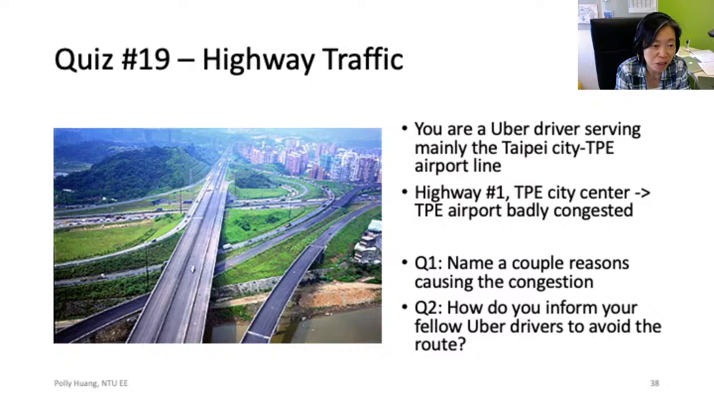Here. All right, Q1. We're driving at rush hour time. Yeah, that's one very likely reason, because there are just a lot of cars on the freeway. Or peak hours, yes. Or maybe there's an accident, yes. That's also the common cause of a congestion.